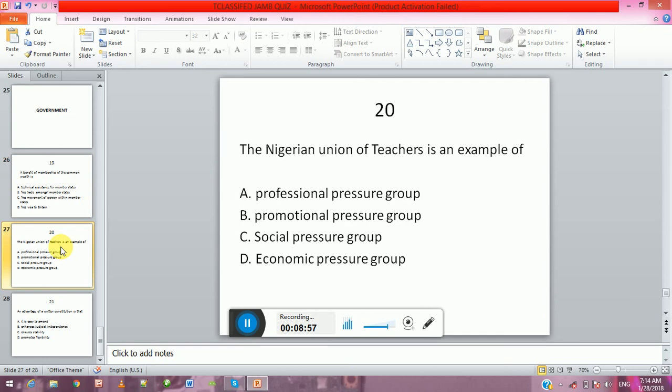The Nigerian Union of Teachers is an example of A, professional pressure group, B, promotional pressure group, C, social pressure group, D, economic pressure group.